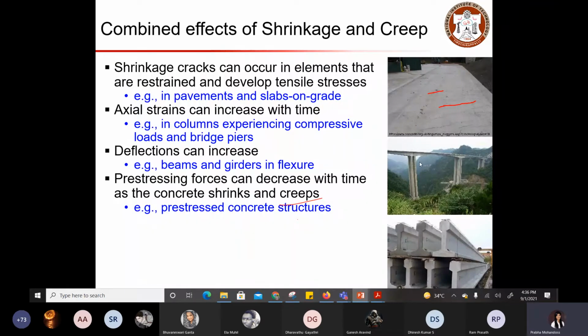So when you consider the bridge structures, you will have the flexural members in the form of beams and girders, and then you have piers, column members, which are subjected to axial loading, and then pre-stressed concrete systems. So when we have pre-stressed concrete systems, the strand that you use will be under stressed conditions.